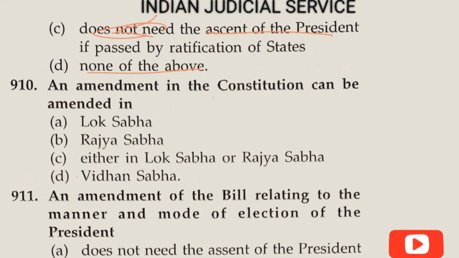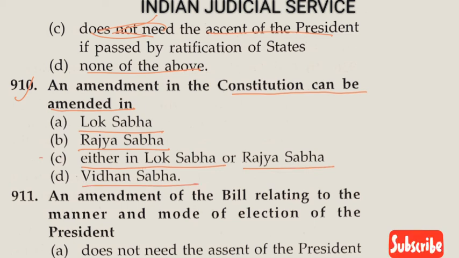Now question number 910. An amendment in the Constitution can be initiated in option A, Lok Sabha; option B, Rajya Sabha; option C, either in Lok Sabha or Rajya Sabha; option D, Vidhan Sabha. So the answer here is option C, either in Lok Sabha or in Rajya Sabha.